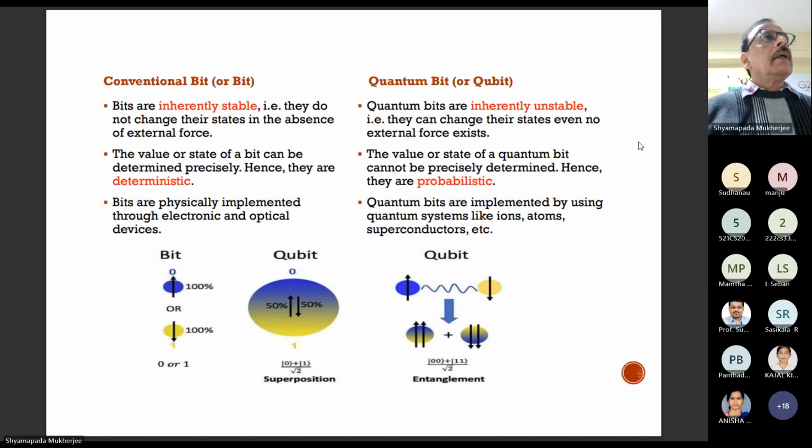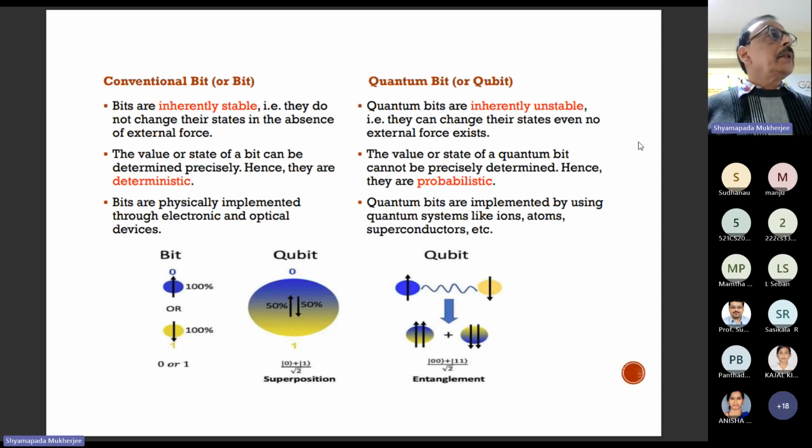What is the difference between the conventional bit and the quantum bit? The conventional bits are inherently stable. Suppose in the memory you are keeping 0, 1, 1, 0. There is very little chance that this will become something different, or be erased, or that 0 will convert to 1, or 1 to 0, unless you apply some external force. But quantum bits are inherently unstable. That is called the decoherence property.